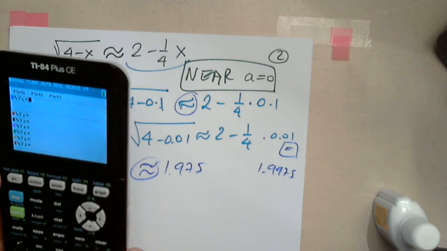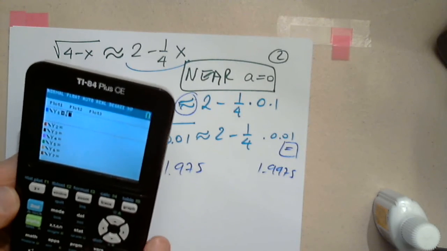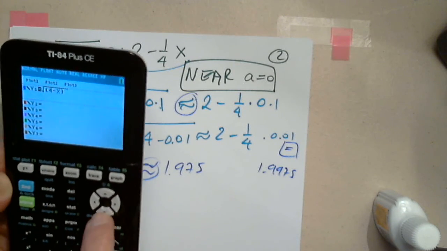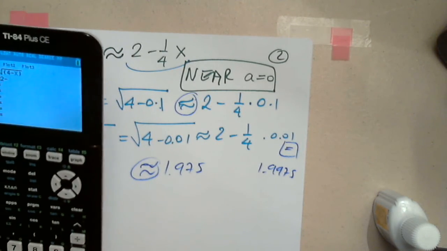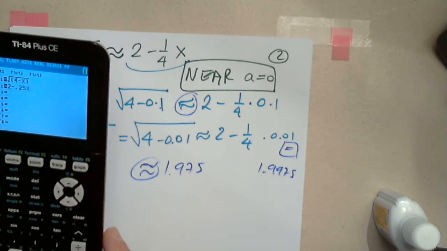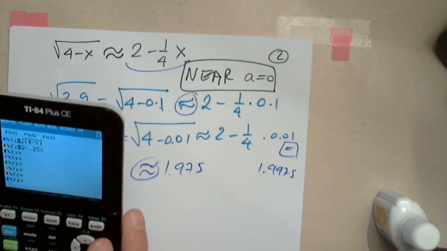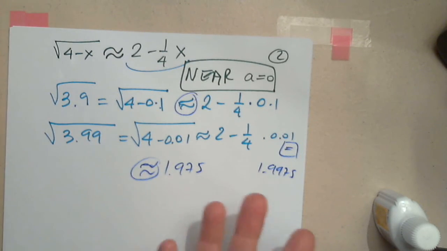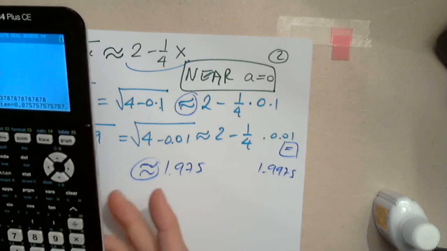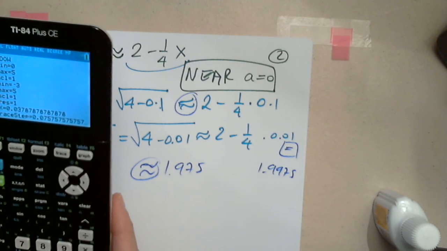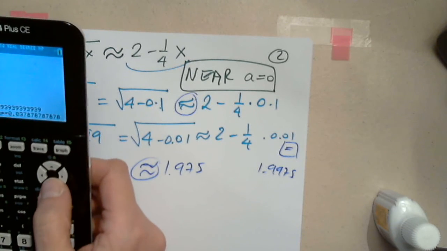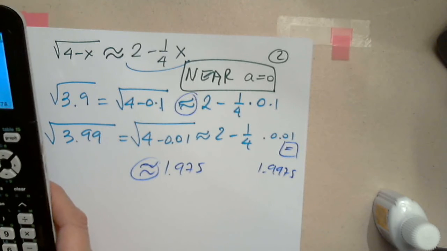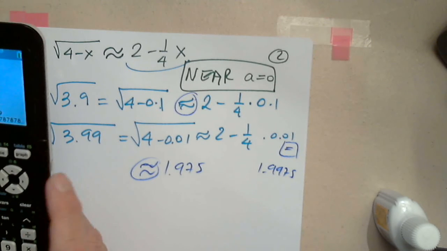So we had the square root of 4 minus x, and the other one is 2 minus 0.25x. And since we want to be around 0, I'm going to change the viewing window. So this is the square root. There is no point in even looking to the left. So 0, let's say to 5, that's fine. 0 to 3.